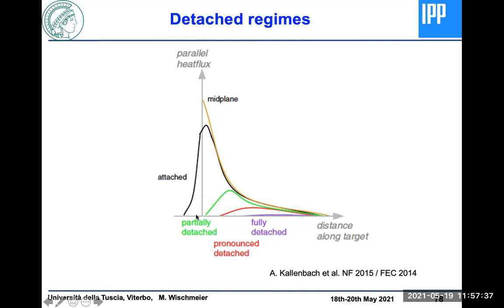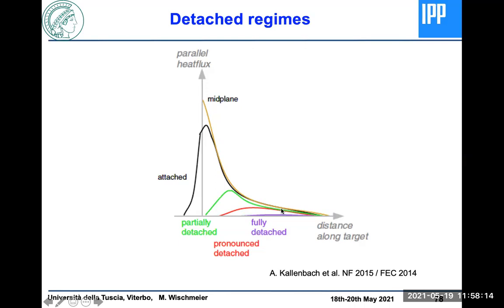So loss of heat flux close to the strike line, which is the main purpose, and then essentially normal heat flux in the far scrape-off layer. And in a device like DEMO, we're aiming at this red or even this violet curve, which we call pronounced or full detachment. There is a semantic dispute, not a serious dispute, but some dispute of calling it pronounced or complete. One can argue about this.